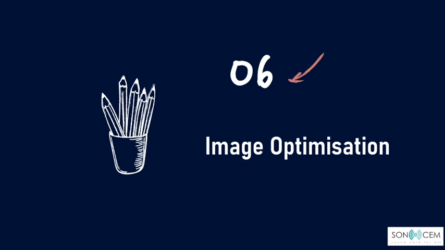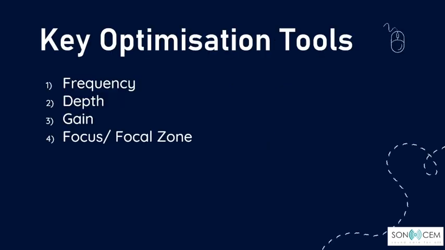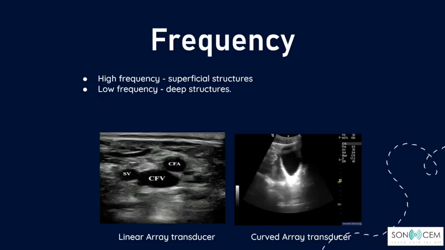Coming to the last part of this lecture would be some basic tricks to optimize the ultrasound image. There are a number of basic tools to optimize the sonographic image. They are frequency, depth, gain, and focus point. Firstly, choose the right transducer for the imaging. Use high frequency for superficial structures for better resolution and low frequency for deeper structures due to deep penetration.